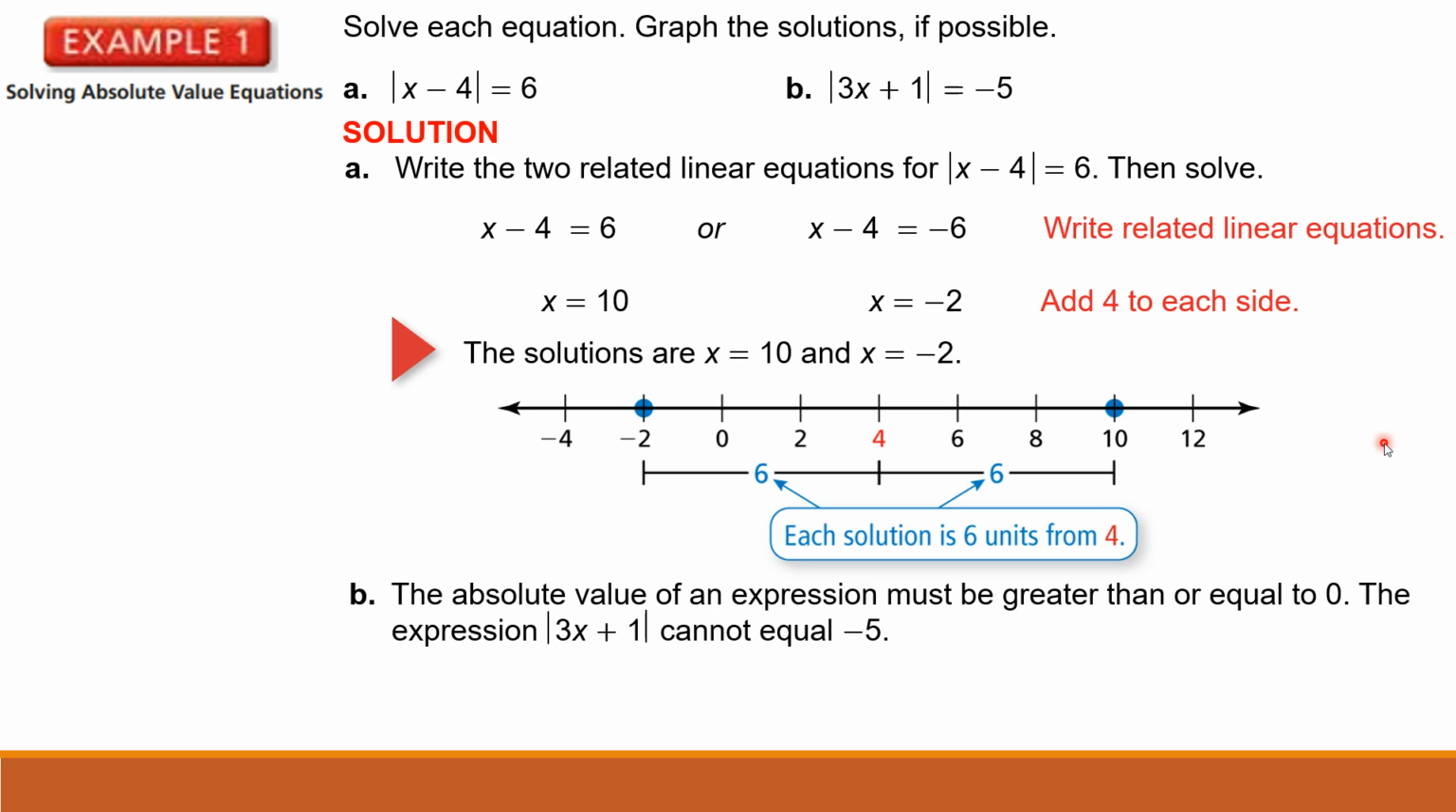Now we will look at part B. The absolute value of this expression is equal to negative 5. So again, because the constant is negative and absolute value expressions cannot be equal to a negative number, this has no solution.